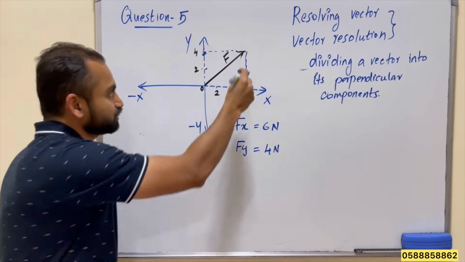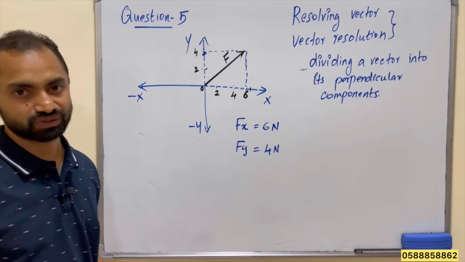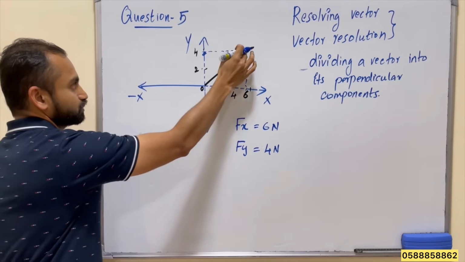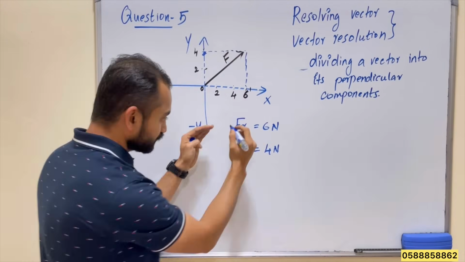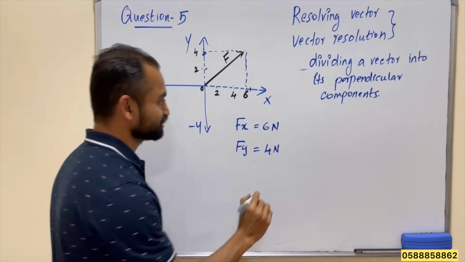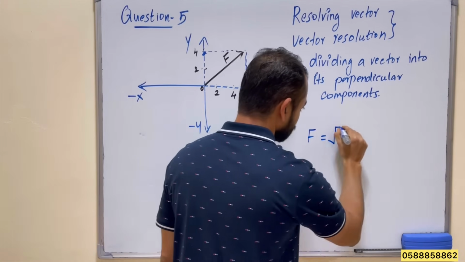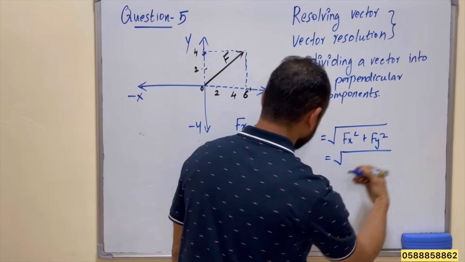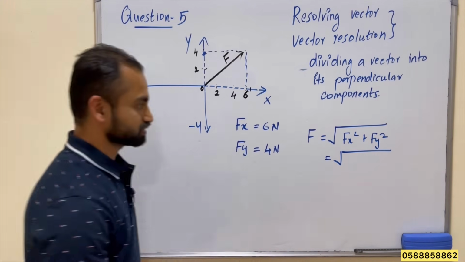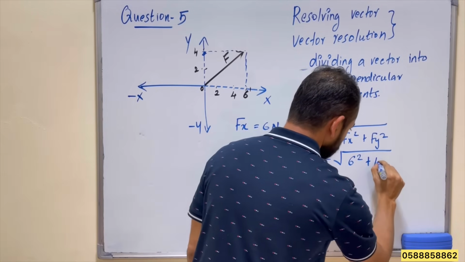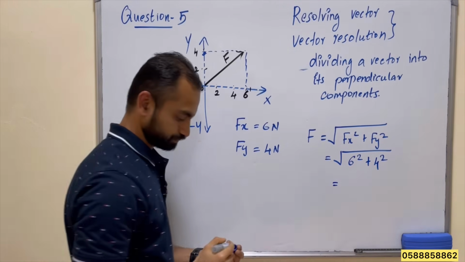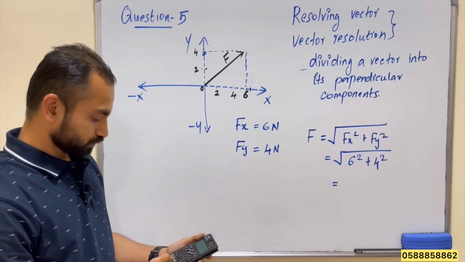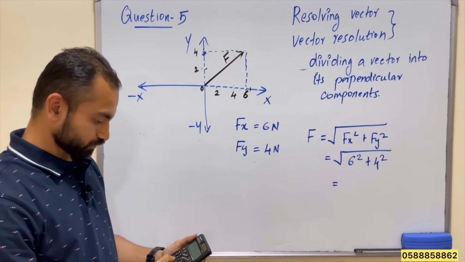But from here, if you go to the x-axis, you will know the x component. If you go to the y-axis, you will know the y component. So if you know the two perpendicular components, you can calculate F using the Pythagorean theorem: square root of Fx squared plus Fy squared, that is equal to square root of 6 squared plus 4 squared.